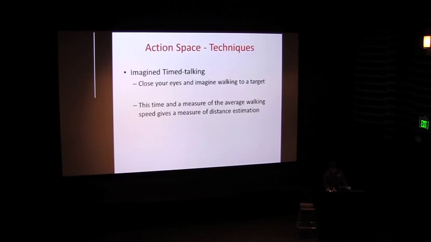Another alternative technique that people have used is called imagined time walking, where we measure the participant's average walking speed prior to the experiment, and then the participant is asked to view a target, close their eyes, and imagine walking to the target. They would have a stopwatch and show us how much time it would have taken to reach that target. Then we can compute their depth perception based on the estimated time to reach the target.